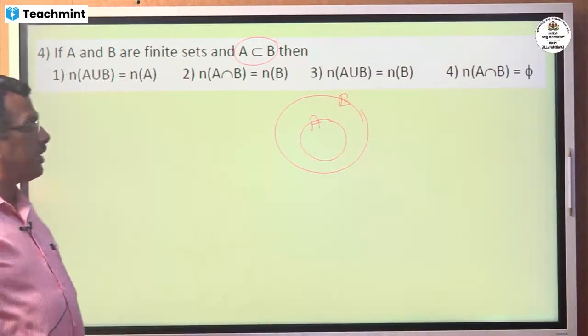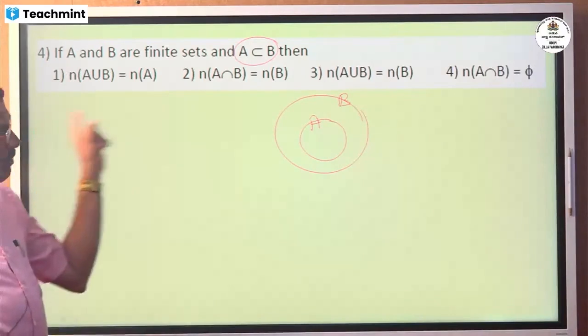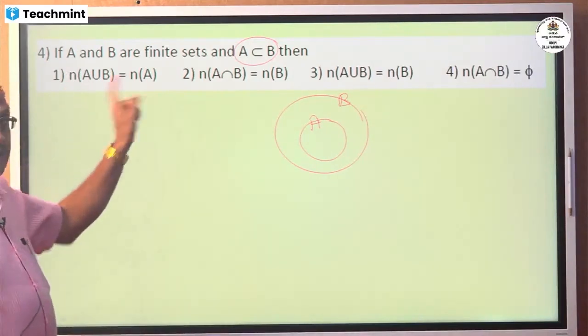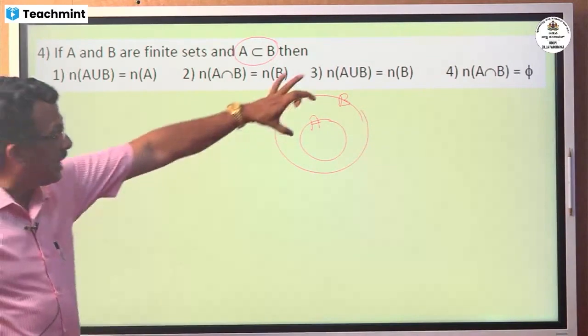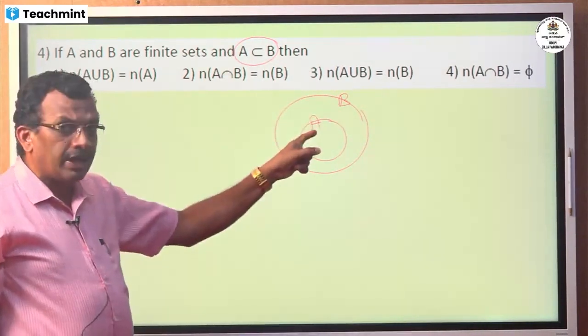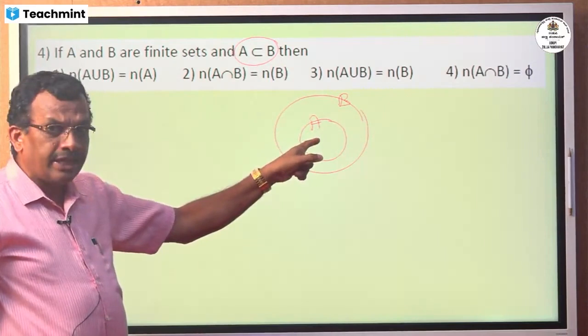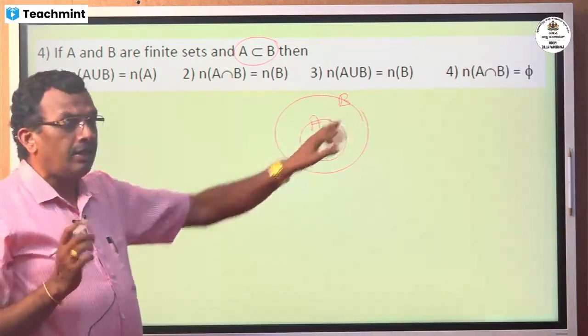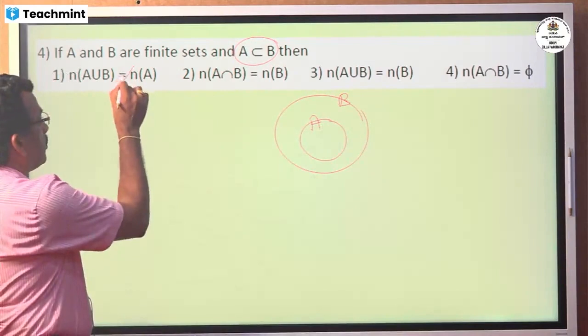Now the question, then which among the four is correct? N of A union B is N of A. Can I take the A union B? Union means we have to combine. When we combine, is it possible for the A set to come? Combine means it should become bigger. Which is the bigger one? B. So this is not the solution.